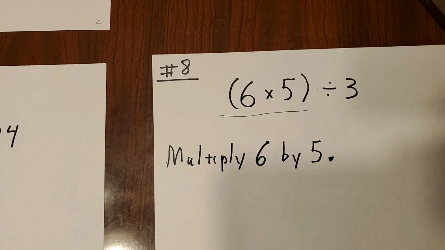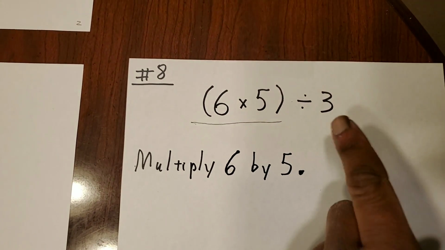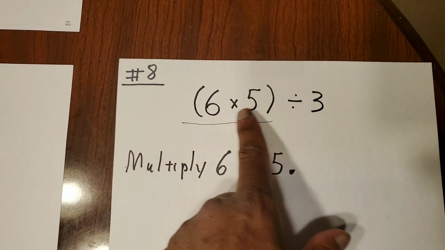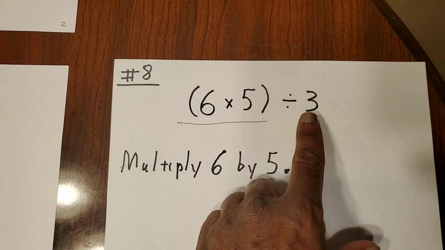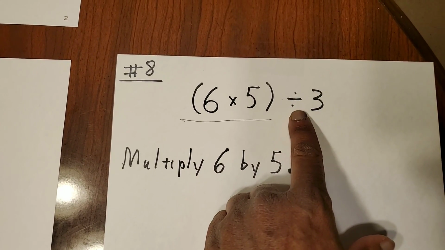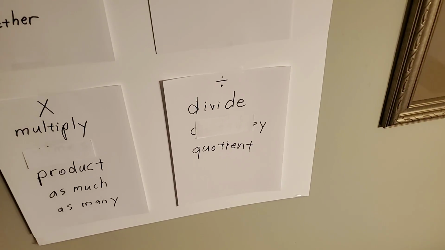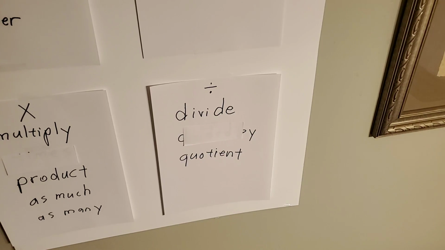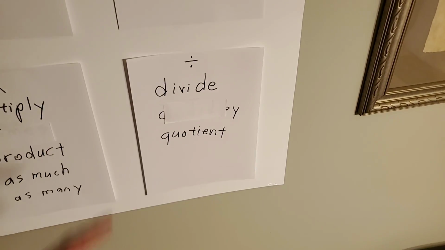So what are we doing with this? We're going to divide it by 3. What symbol do we see? We see the division sign. What word do I want to use if I see that division sign? Let's go back. Do I want to use divide or do I want to use quotient? What makes more sense? I think for today, I'm going to use divide.